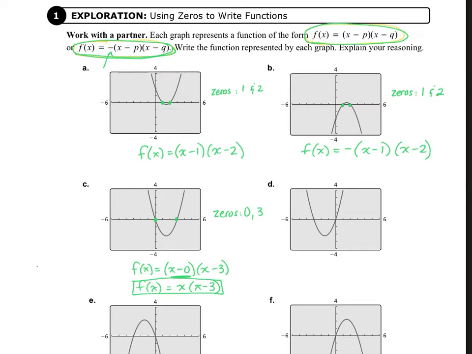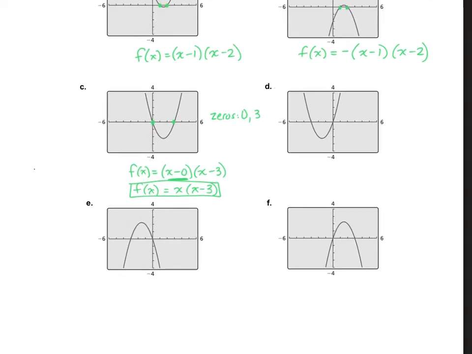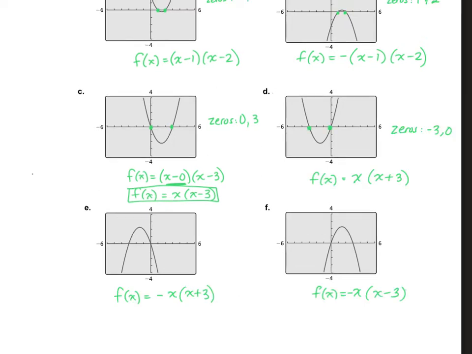You go ahead and try D, E, and F on your own, and then turn the video back on to see if you got it right. Okay, for letter D, I got x, and notice it says x plus 3 because my 0 is minus 3, so that's a double negative, which means it's positive there.